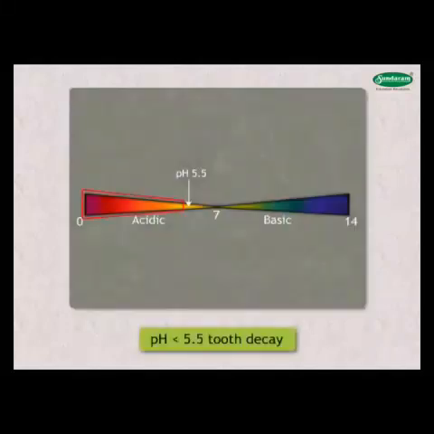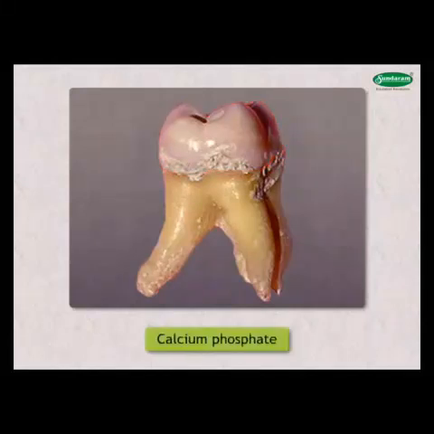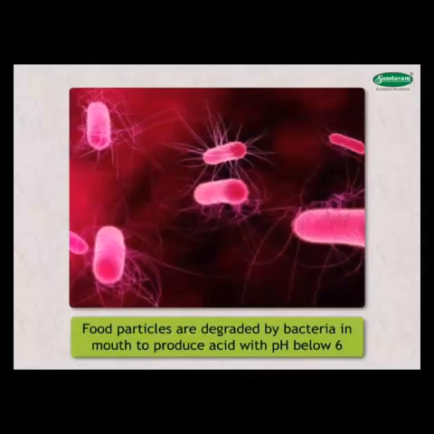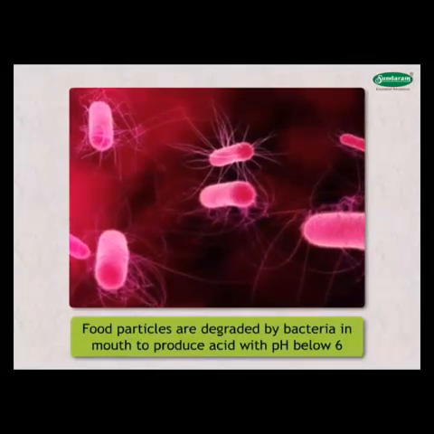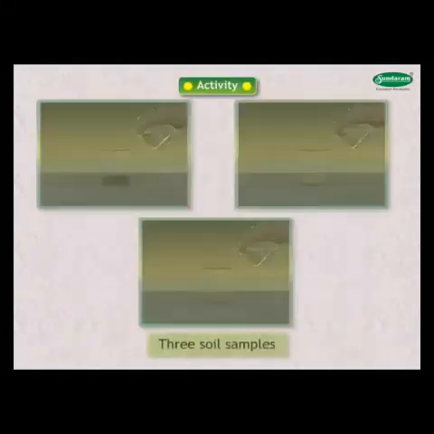When the pH level lowers below 5.5, the acid level in the mouth is strong enough to attack the enamel and corrode it. You all know that tooth enamel is made up of hard matter, calcium phosphate. Food particles are degraded by bacteria in the mouth. With pH below 6, they corrode the phosphates to cause tooth decay.